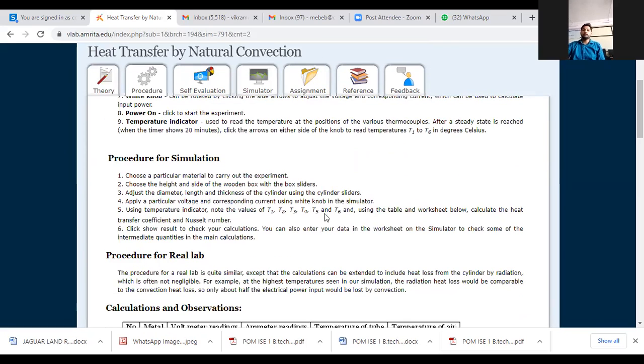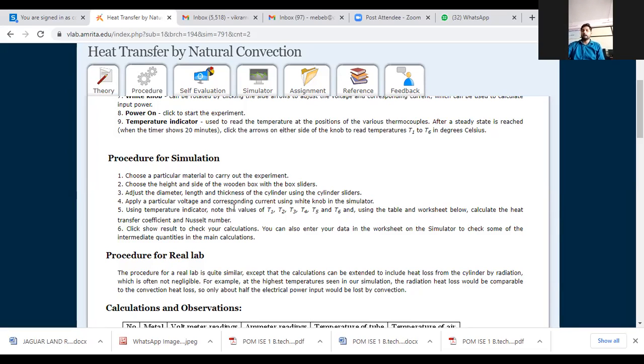So then what will be the procedure? First of all, we have to select the material of the cylindrical tube. Then the height and sides of the wooden box, that is nothing but the duct, we have to select. Then we have to select the diameter, length and thickness for the cylinder. Then we have to apply the voltage and current input for the heater. And then after that we have to wait to achieve the steady state temperature level, and it will be achieved in this particular experimentation after 20 minutes.